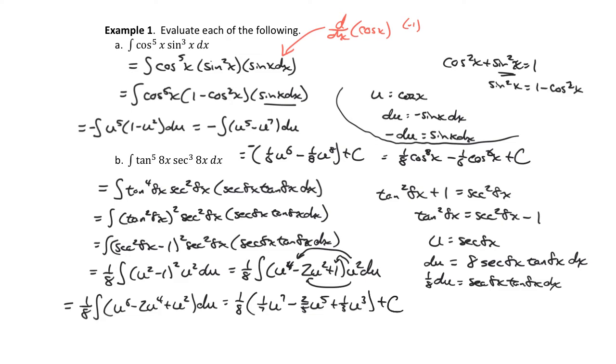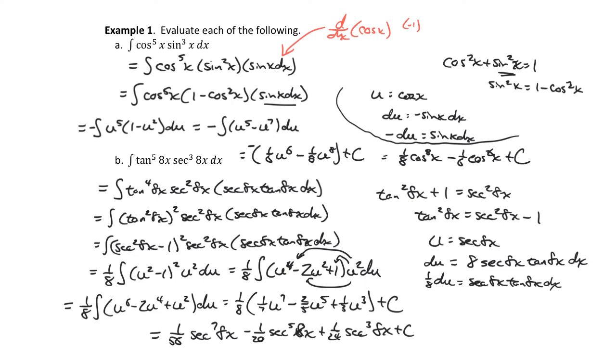And just for fun, I'll go ahead and distribute the 1/8 through to make it nice and pretty. We get 1/56. U was the secant of 8x, so that's secant to the 7th of 8x. 1/8 times negative 2/5 is going to be negative 2/40, which reduces to negative 1/20, secant to the 5th of 8x, that is. And then plus 1/24, secant cubed of 8x plus a constant. So you see they can get kind of messy with those extra squares in there.